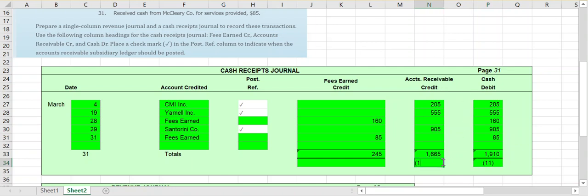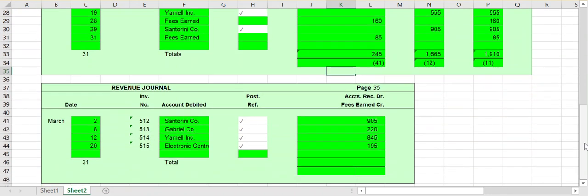We'd then go to our accounts receivable general ledger, and we would credit accounts receivable in total for $1,665. And then we'd go to our fees earned account ledger, and we'd credit it in total for $245. Below, we would post the account numbers from the general ledger of the accounts that we just updated. And we would do the same here.